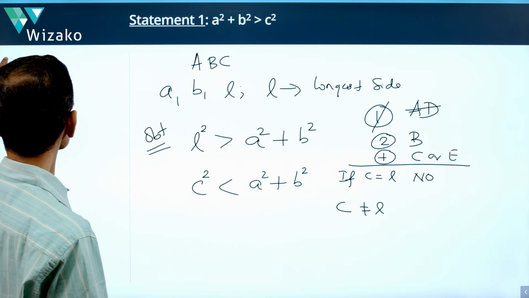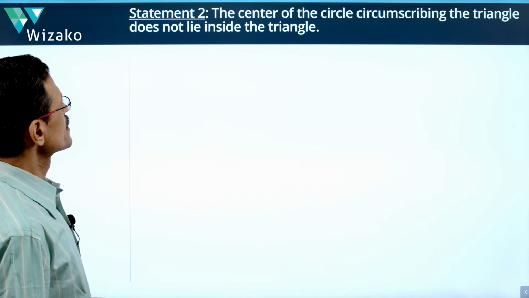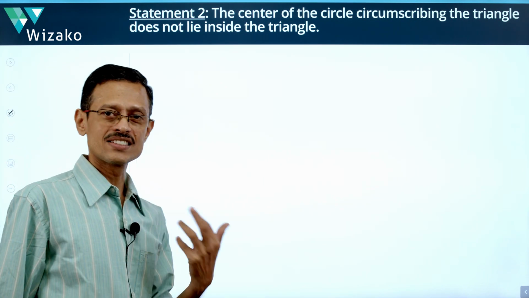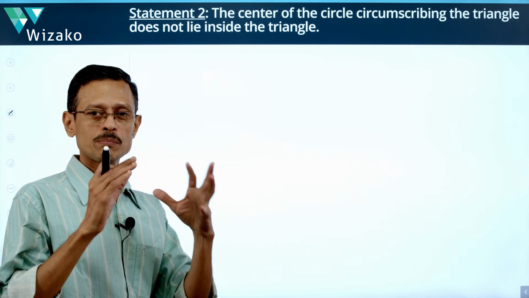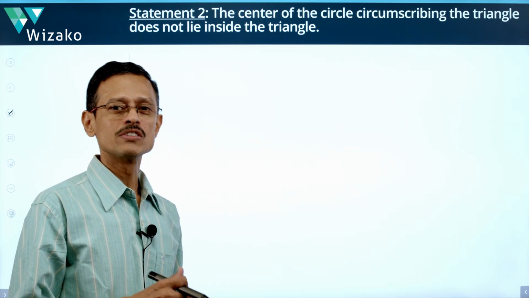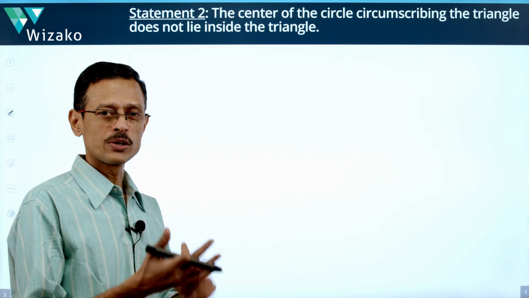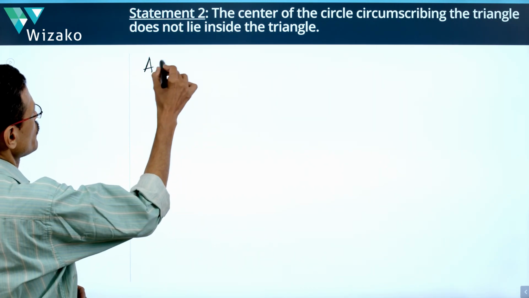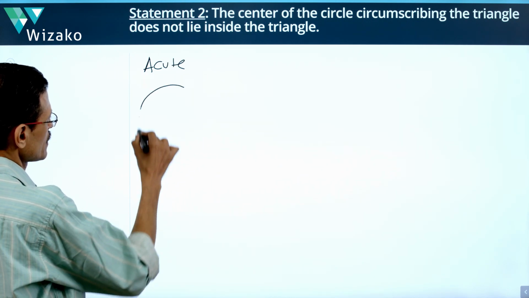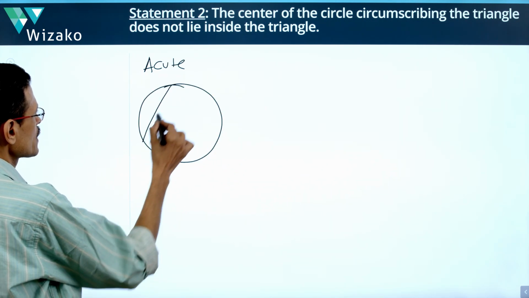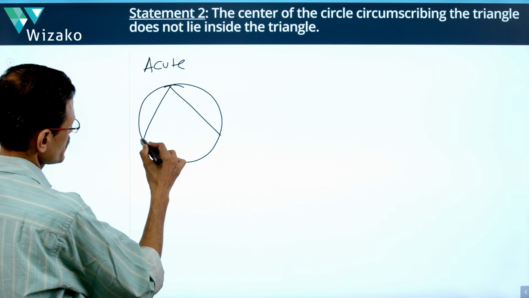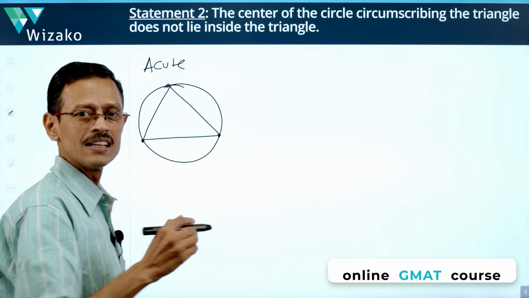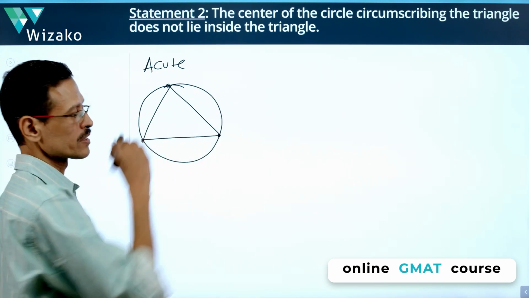Take a look at statement 2 alone. Statement 2 states the center of the circle circumscribing the triangle does not lie inside the triangle. Let's look at the properties of circumscribing circles with respect to all three types of triangles: acute angle, right angle and obtuse angle. Let me start with the acute angle triangle. A circumscribing circle is one in which all three vertices of the triangle lie on the circumference of the circle.